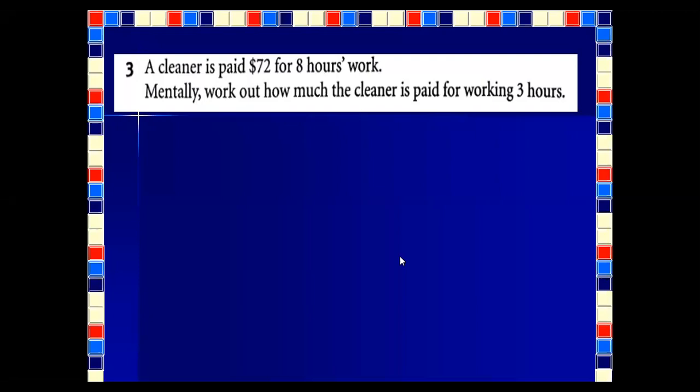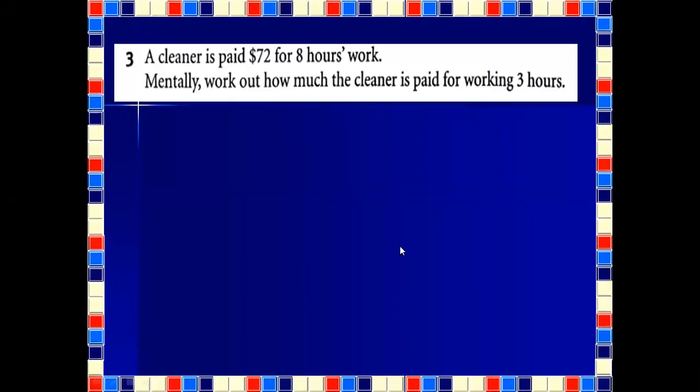What's that? 3 hours, 72 divided by 3. Raise your voice please. Just a minute. 72 is related with 8 or 3? 72 divided by 8. Yes, divide by 8, it will become 9. This is the pay for 1 hour, which is $9. Now 3 hours, multiplied by 9, equals $27. Thank you.